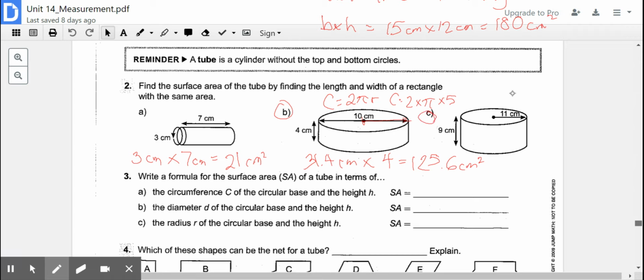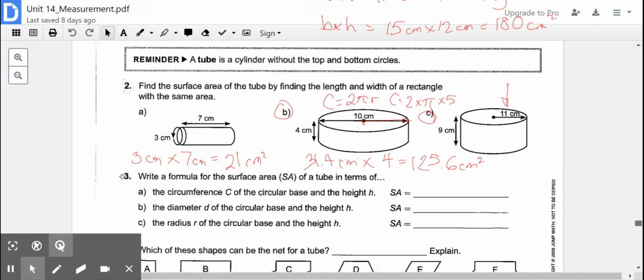I'd like you to try C on your own, okay? They give you the radius here, and you'll use the same formula of circumference equals 2 times pi times the radius. That'll give you the base of your rectangle, and then you multiply by the height.